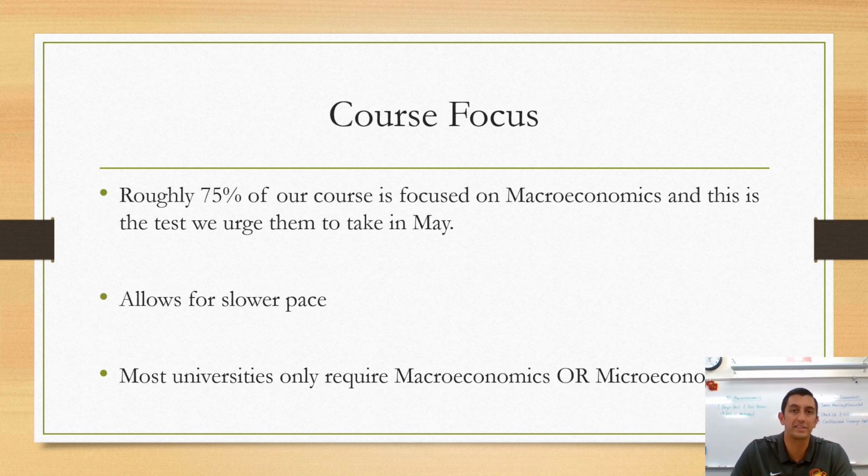The course focuses about 75% of our class on macroeconomics versus micro. And so we are able to slow down the pace a little bit and study the entire macroeconomics curriculum over the entire year, versus some institutions that do micro one semester and macro another semester, which effectively makes you need to go twice as fast. For most universities, unless you are within the finance or business or econ field, they would require either macroeconomics or microeconomics to get the GE requirement.